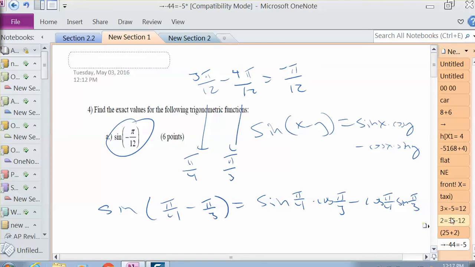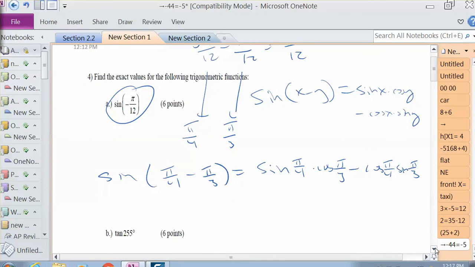So if I work this out, sine pi over 4 is root 2 over 2. Cosine pi over 3, I believe, is 1/2. Cosine pi over 4 is root 2 over 2. Sine pi over 3 is root 3 over 2. So you should get root 2 over 4 minus root 6 over 4.